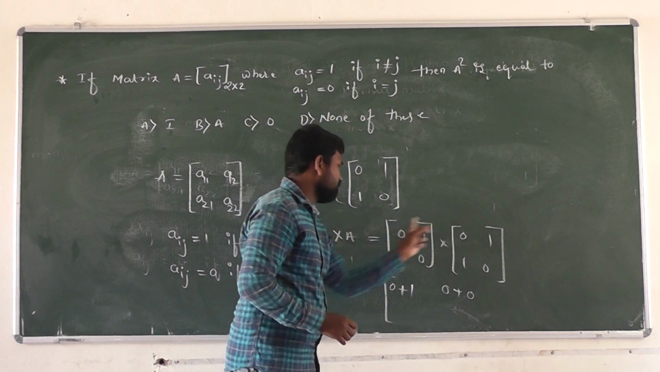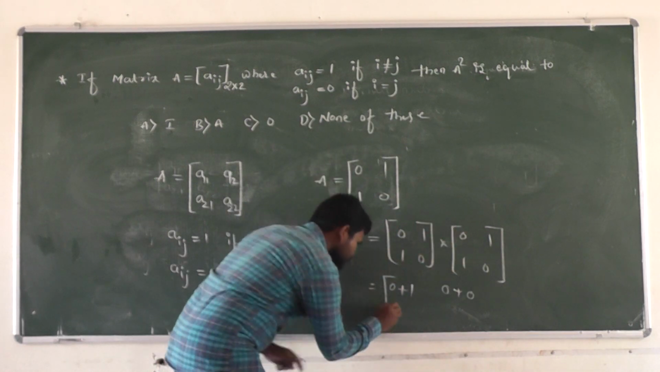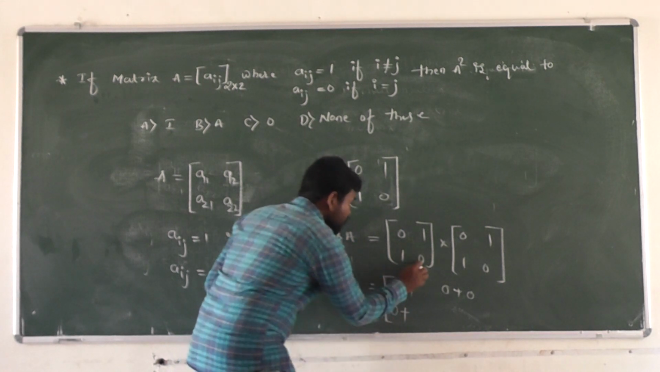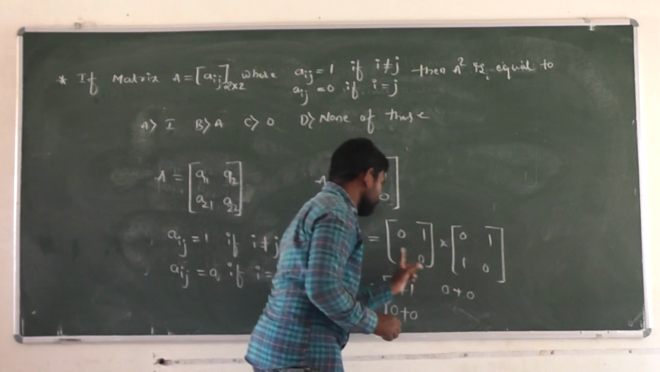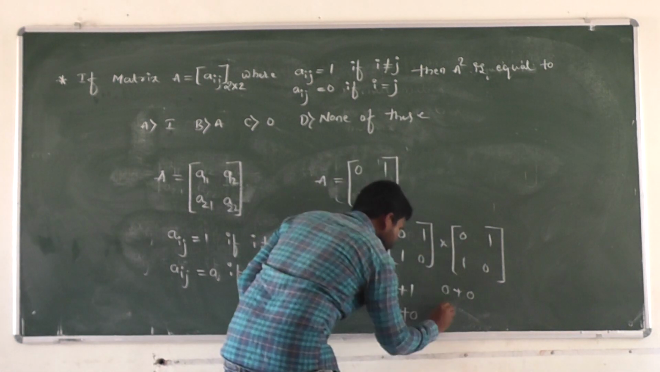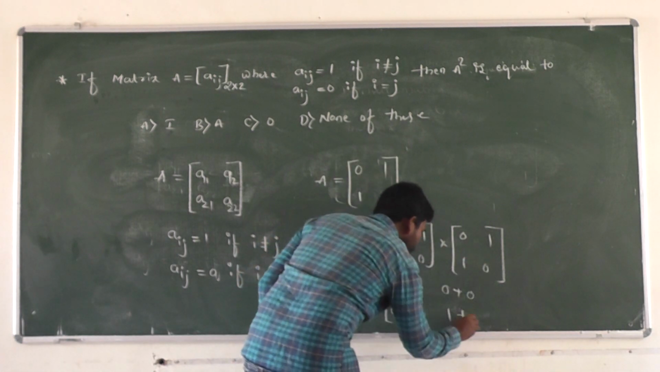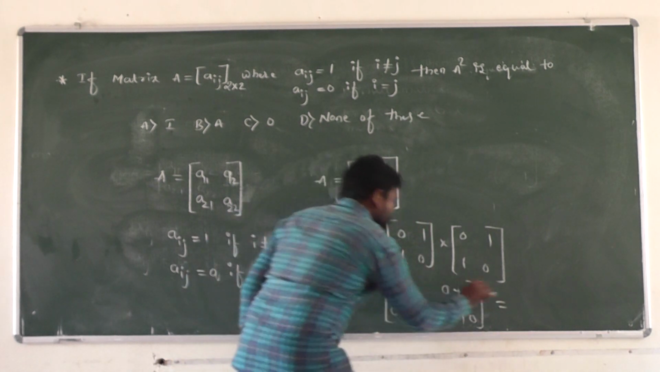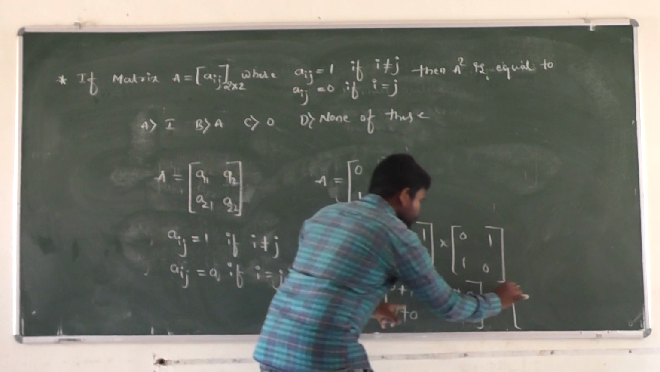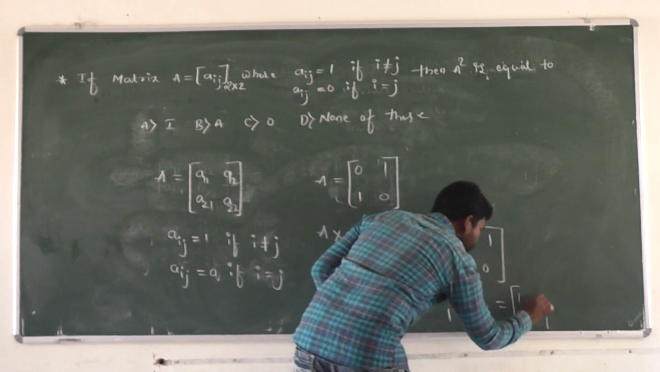So first row, second column is 0. Next, 1 into 0, 0, plus 0 into 1, 0. Second row, first column is 0. Next, second row, second column: 1 into 1, 1, plus 0 into 0, 0. Right? And A square is 1 0 0 1.